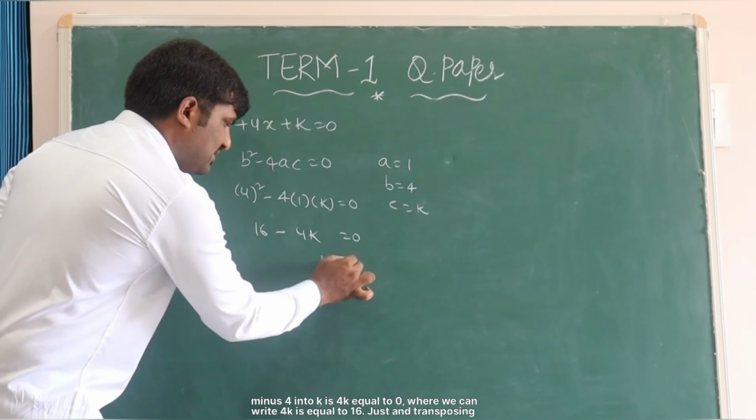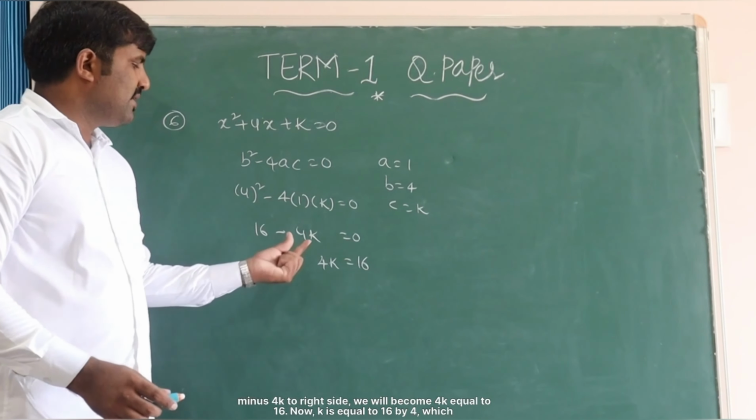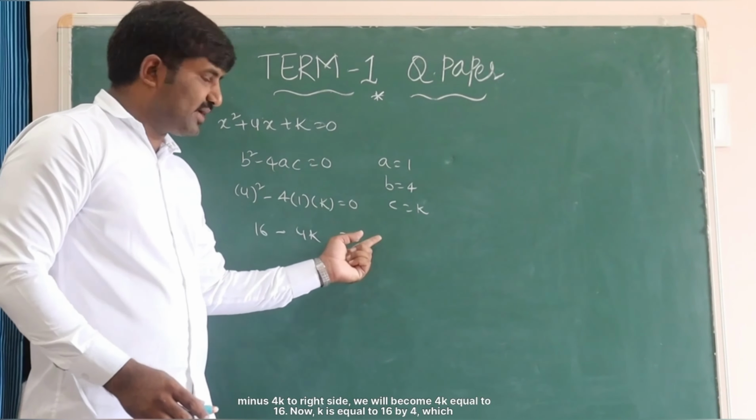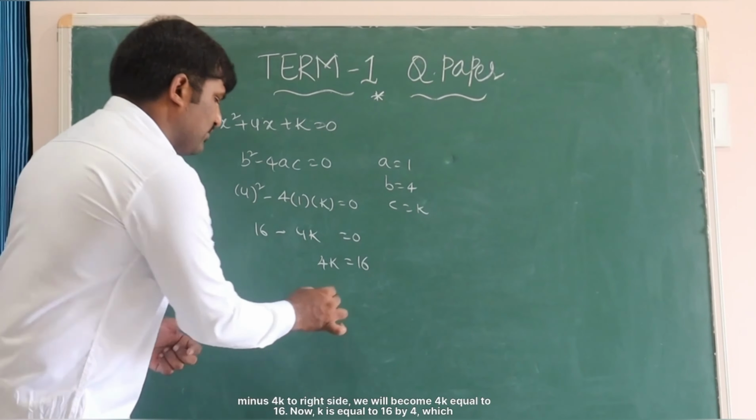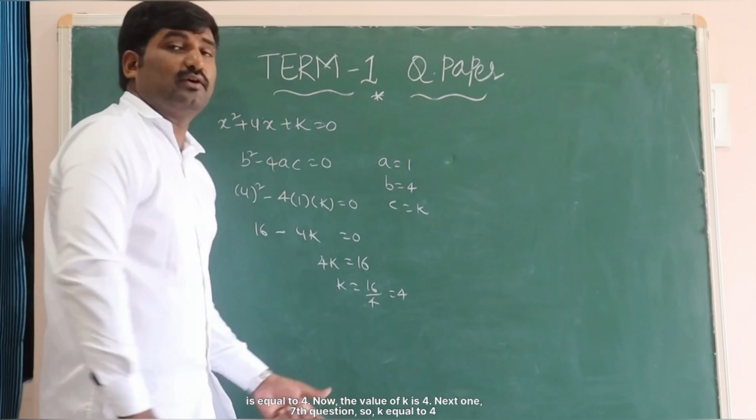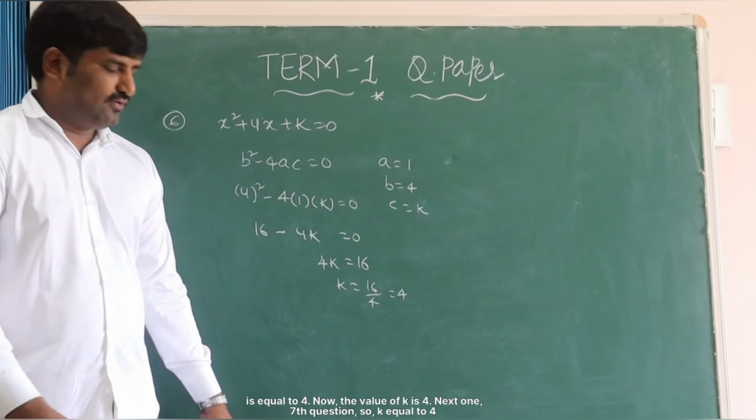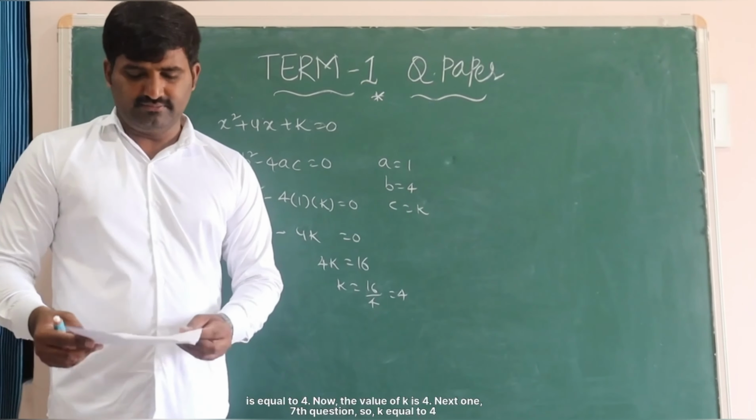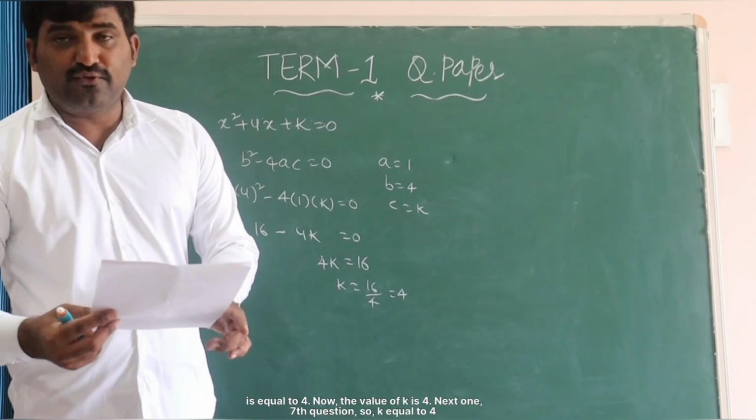Directly we can write 4k is equal to 16. I am transposing minus 4k to the right side, it will become 4k equal to 16. Now k is equal to 16 by 4, which is equal to 4. Now the value of k is 4. So k equal to 4, option C.